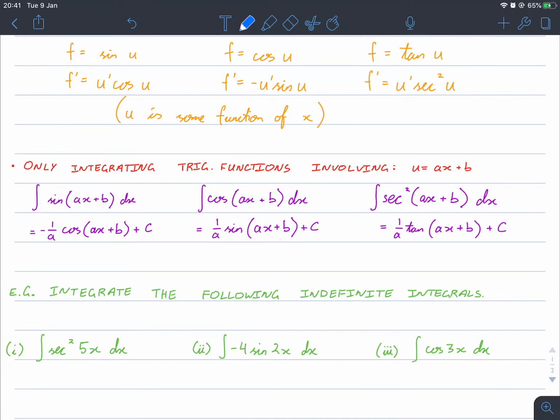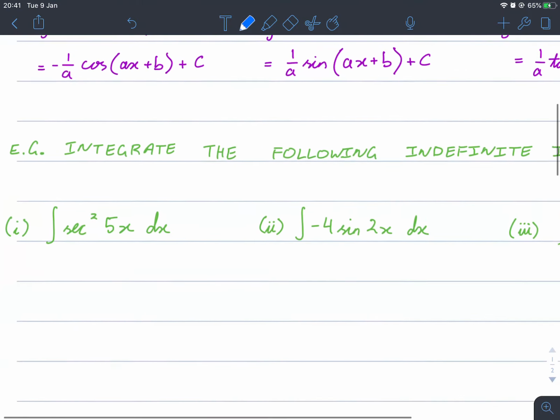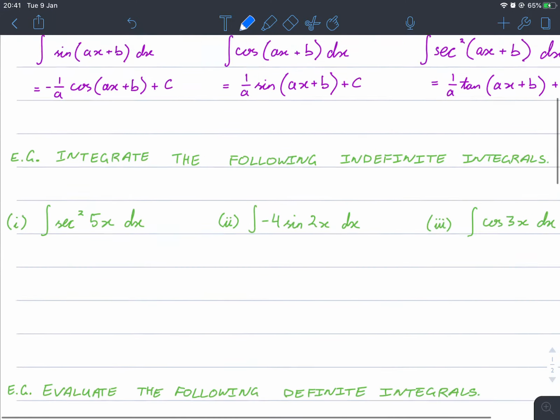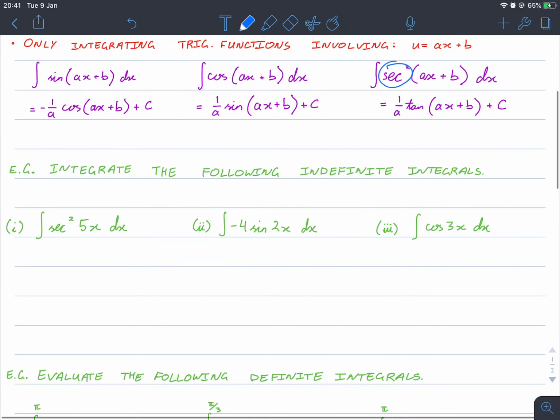Okay, so let's begin. The integral of sec squared 5x dx. Well, sec squared becomes tan. It becomes tan 5x, and it's always being divided by the coefficient of x there. So it's going to be 1/5 tan 5x. It's always plus c.